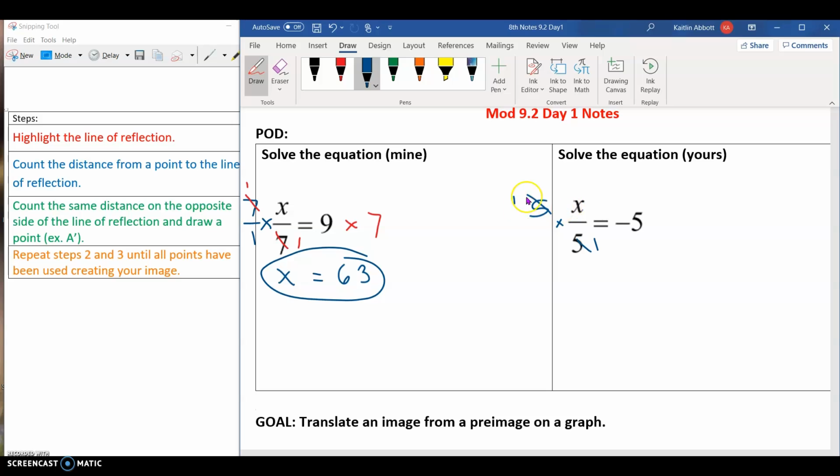Now I multiplied 5 on this side, so I have to do the same exact thing on this side. So I'm going to multiply by 5. I am left with x equals 5 times 5 is 25. Final answer.